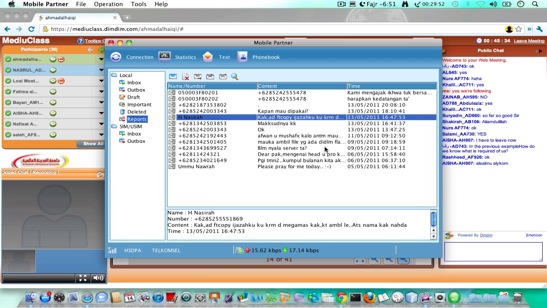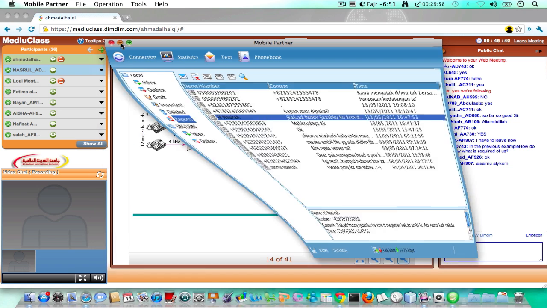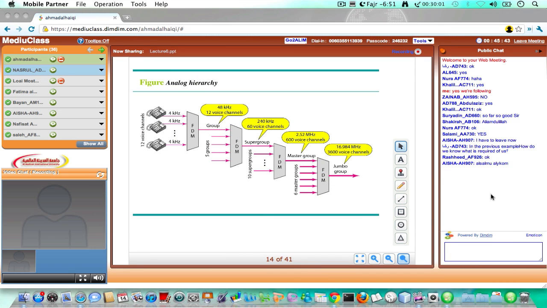In the previous example, how do we know what is required of us? It's just asking how much frequency, how much bandwidth you need. So you have to calculate 100 into 5 is 500 plus the guard band, because he specified that each signal is 100 kilohertz. Then you have to use guard bands of 10 kilohertz. So just you know that 5 signals need 4 guard bands at least. So you will use 500 for the signals themselves, and you will use 40 kilohertz for the guard bands. Then you will need 540 kilohertz. Just that.